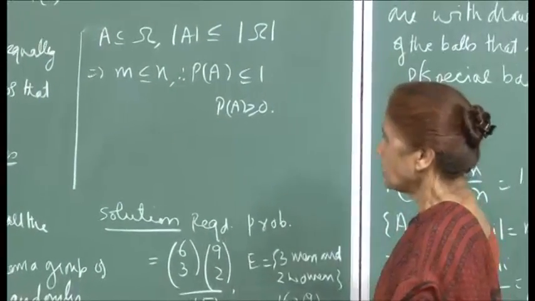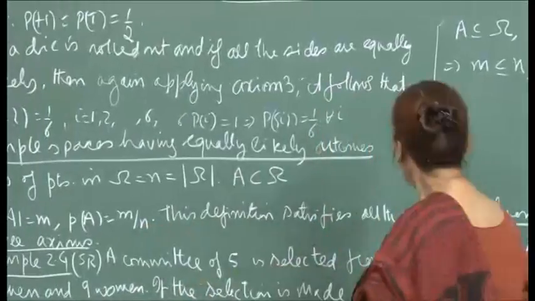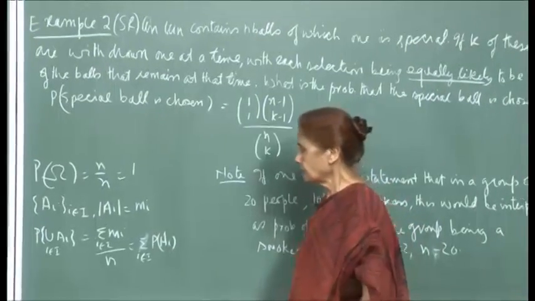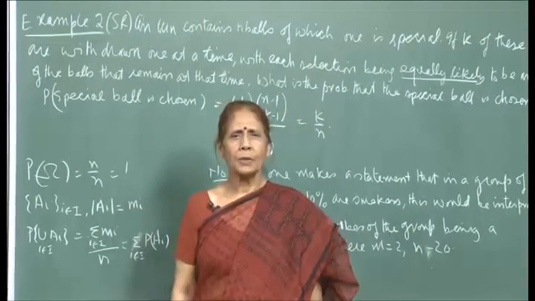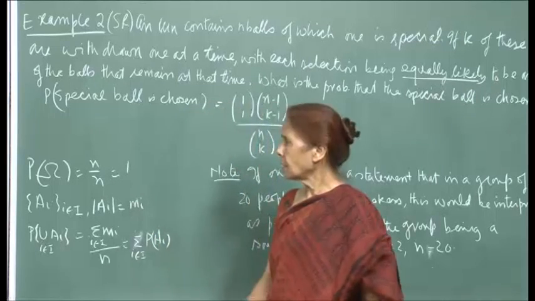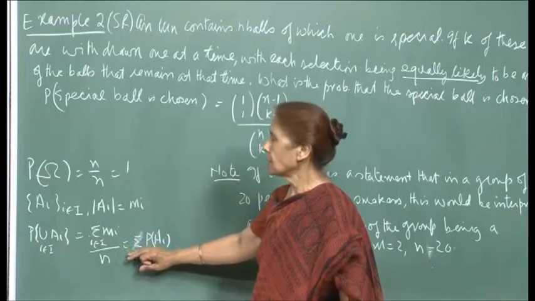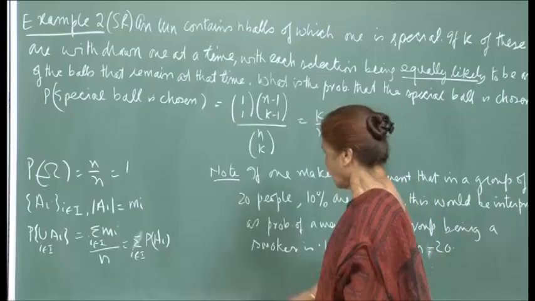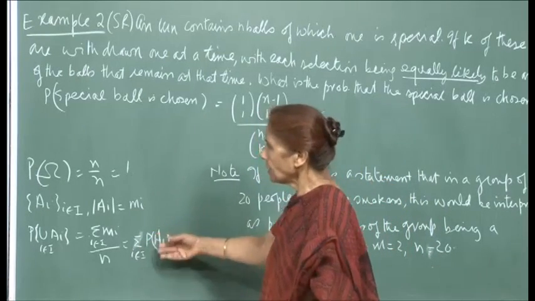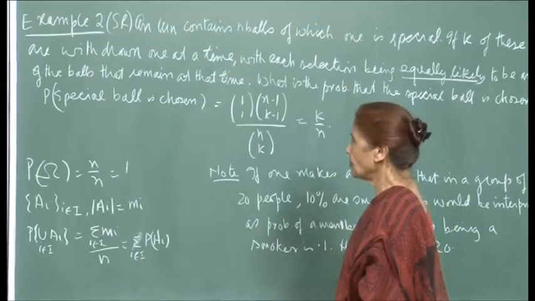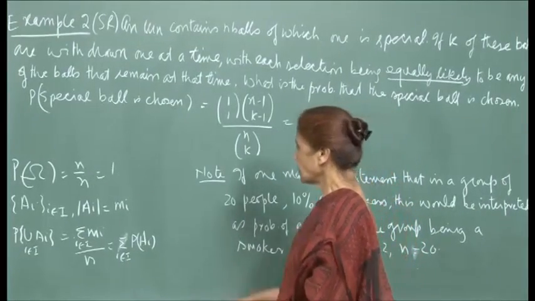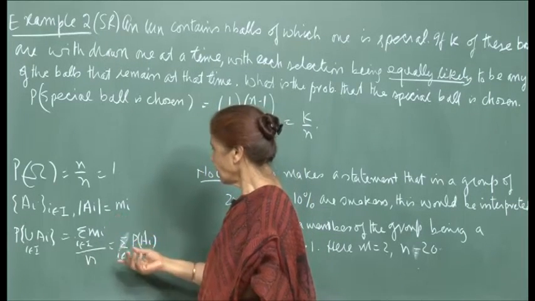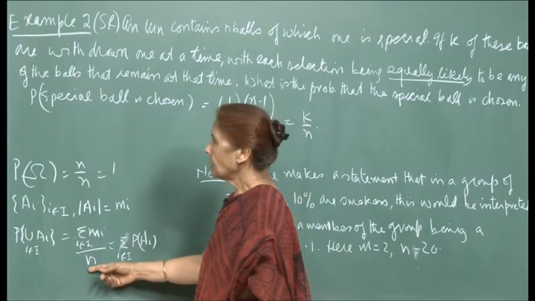So, m by n, if I take that as the probability here, then it satisfies all the three axioms. So, this is a very convenient way of computing the probability, provided of course, you can assure that the outcomes in the sample space are all equally likely. If you can assure that, then we can use this way of computing the probability of any event, where we just look at the number of favorable cases for a particular event, count them up, and then divide by the total number of outcomes in the sample space.